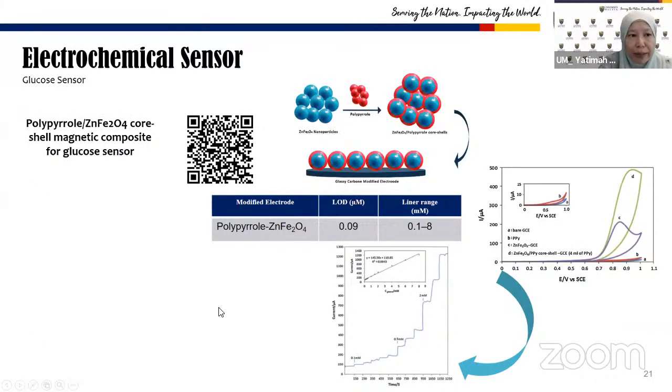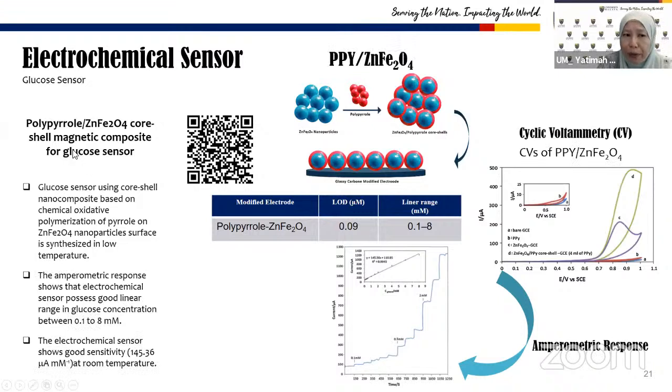The next one is a glucose sensor. In this glucose sensor, again, we are using polypyrrole. So we have zinc with iron oxide and polypyrrole deposited on top of the glassy carbon modified electrode. We can see here the same studies, we can use the same study to detect glucose. In this case, you can see how cyclic voltammetry can play a role in detecting glucose. And finally, by using amperometric response, you can measure the LOD. In this case, the composition produces 0.09 micromolar. These are also glucose sensors, but in this case we are using polypyrrole and zinc oxide as your modified electrode.